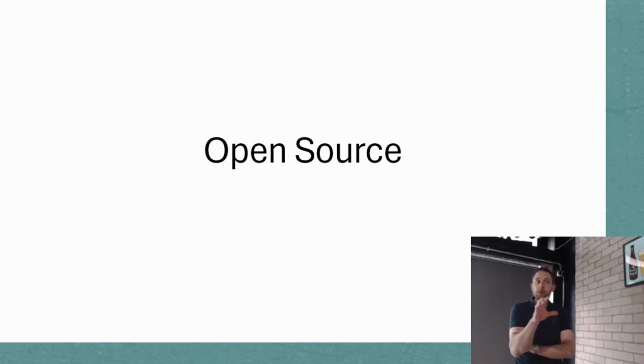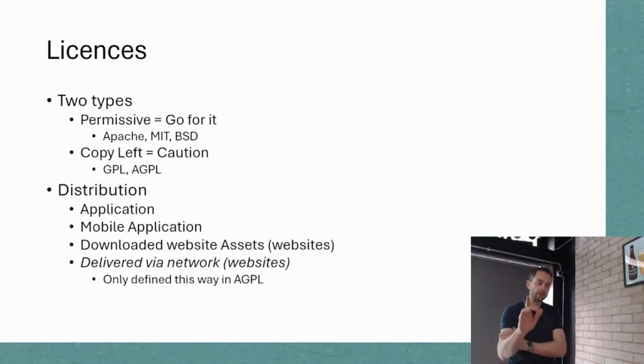So I'm going to talk to you about open source, which we're all using, and generally we don't care about it, but we really need to start caring about it. So we're going to talk about two things. We're going to talk about licenses, and we're going to talk about vulnerabilities, and what you should be doing about them. So I'm going to drive straight in because it's a lightning talk.